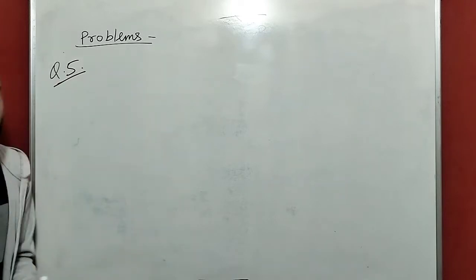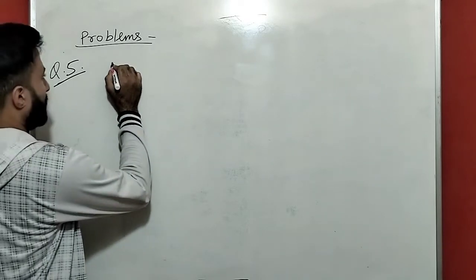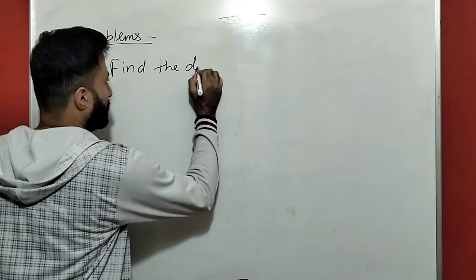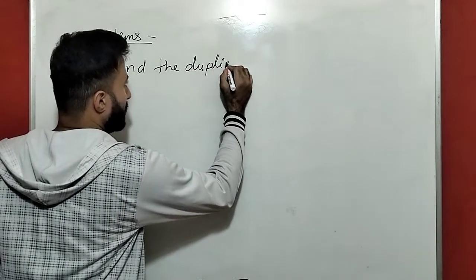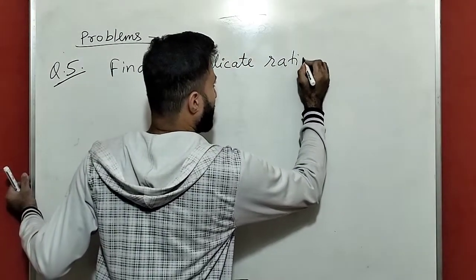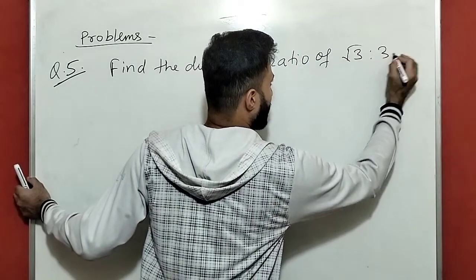Question number 5. Find the duplicate ratio of root 3 is to 3.